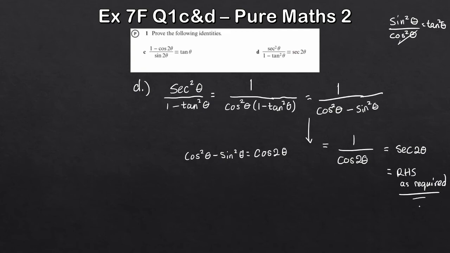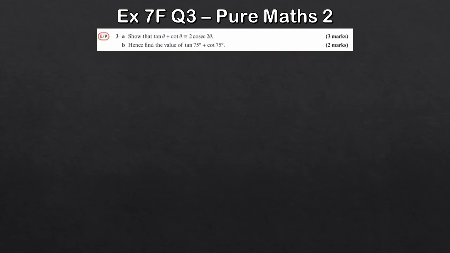And then finally, last question here for this video. We've got a final one here. We want to show that tan theta plus cot theta is identical to 2 cosec 2 theta, and then we want to find the value of tan 75 plus cot 75. So let's do part A first, obviously. It wouldn't make much sense to do part B first.